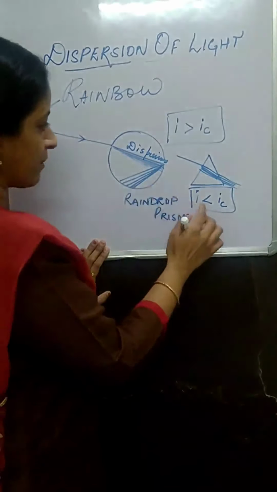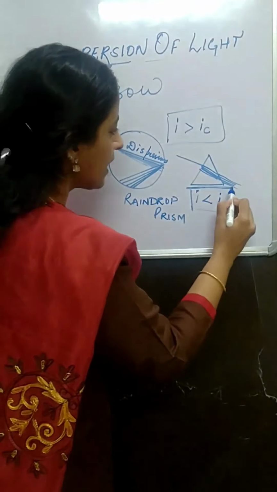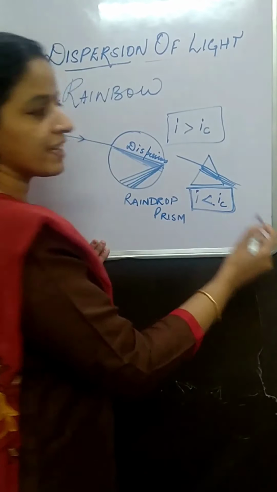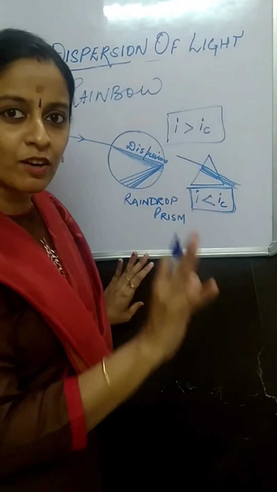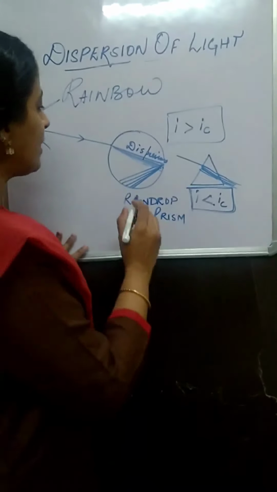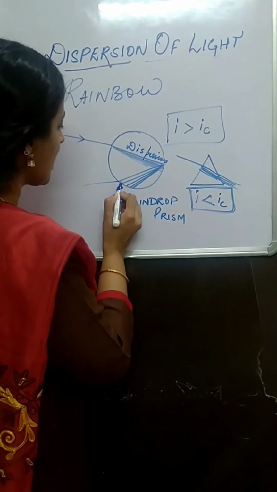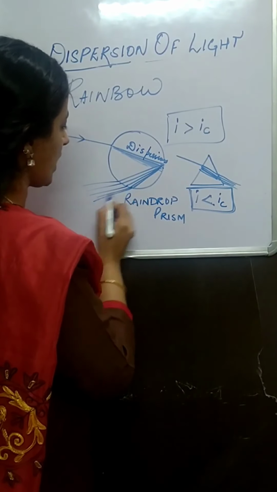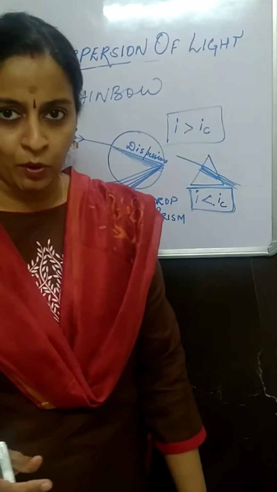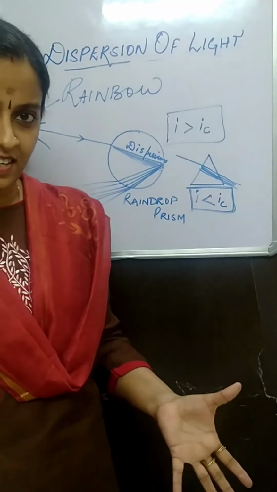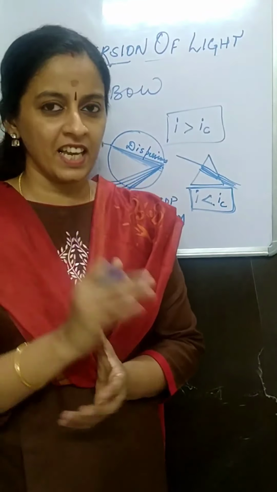Now the second time, the angle of incidence is less than the critical angle. So what will happen? All these rays are refracted outside. So you see the rainbow of 7 colors. Understanding? Okay, once again I repeat.